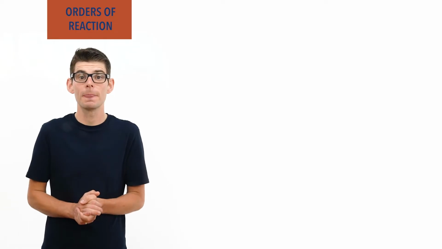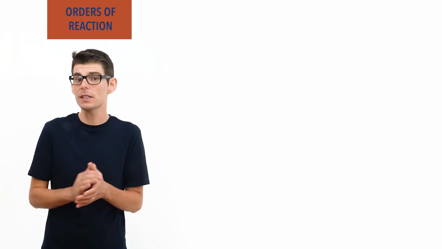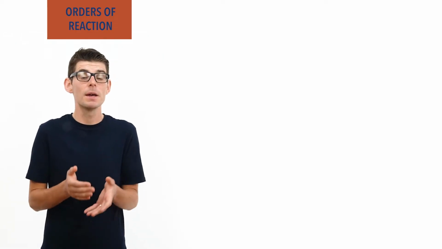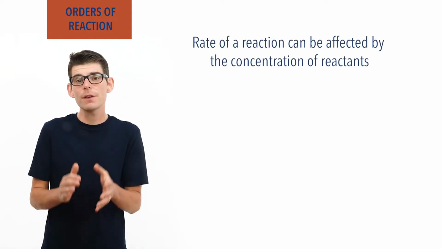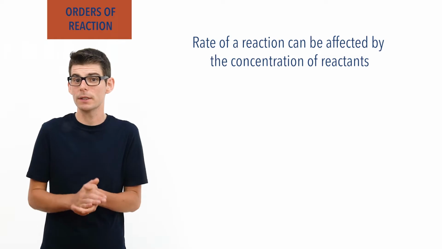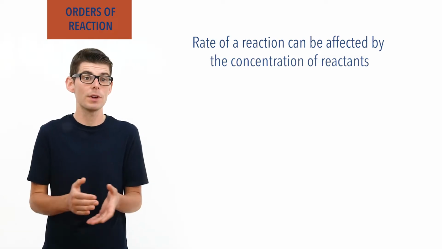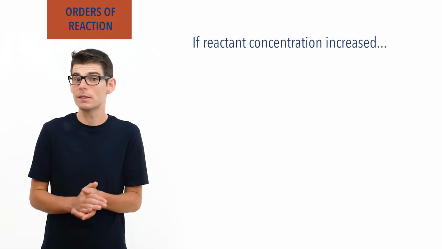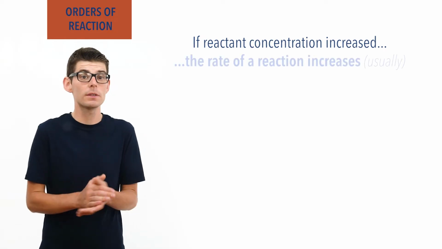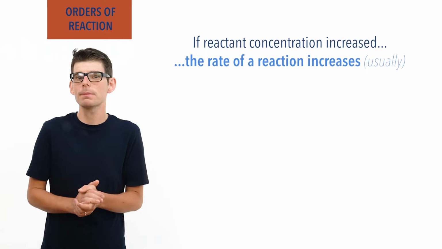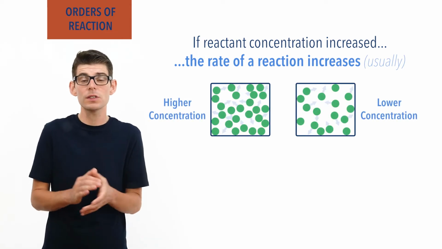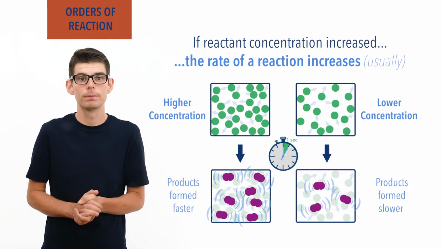As reactants are needed for a reaction to occur, it makes sense that the rate of a reaction can be affected by the concentrations of reactants present. If the concentration of reactants in a reaction mixture is increased, this usually means the rate of reaction increases. This kind of makes sense. The more reactant particles there are, the faster the reaction can happen.